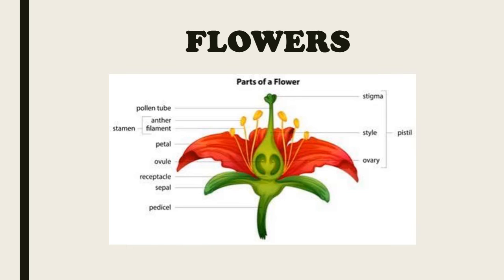Ovules, do you know the ovules? The ovary contains tiny ball-like structures called ovules. The ovule is the part of the plant where the seed formation takes place. Okay, students, understood?